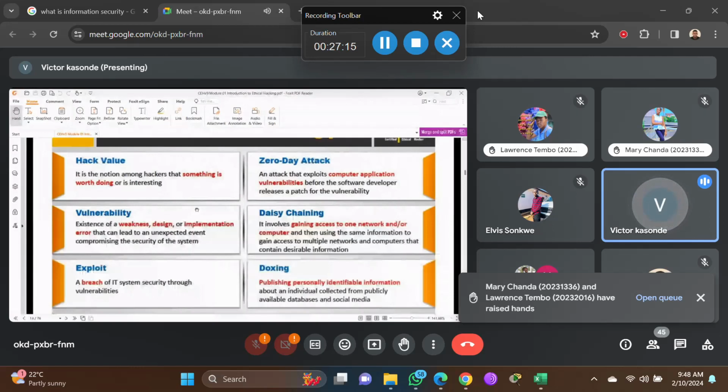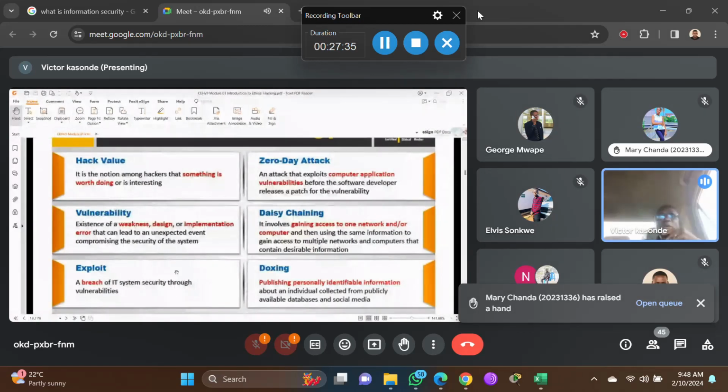Vulnerability, what is this animal? A weakness, a design or implementation error that can lead to an unexpected event and compromise the security of the system. That is what we call vulnerability.